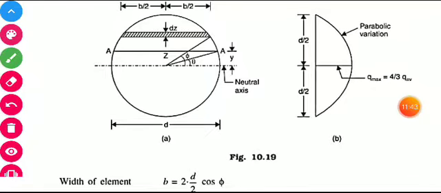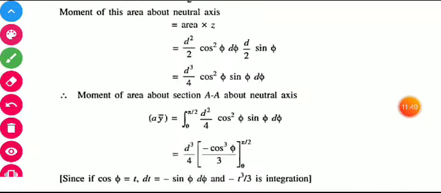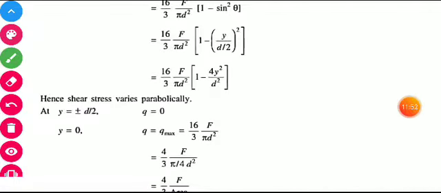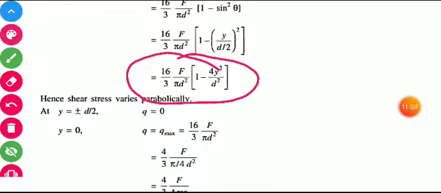D by 2 is the value of this radius. You put all these values and derive, and similarly you put the value of y. When y is equal to d by 2, q will be equal to 0, and when y is equal to 0, you get the value of 16 by 3 F by pi d square. You convert this to 4 by 3 F by pi by 4 d square.